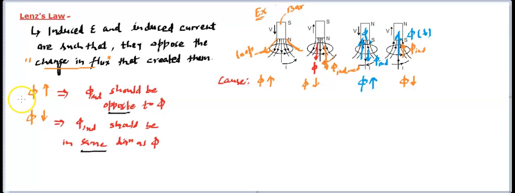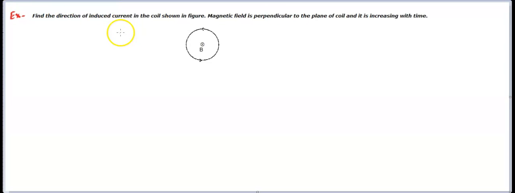Okay. And once this is clear, we can take one example to make it more clear and see how it can be applied. So let's see this example. It says find the direction of induced current. So we need to find the direction of induced current. And this coil is shown to us, and magnetic field is inside, and it is increasing with time. So we need to identify the current directions.